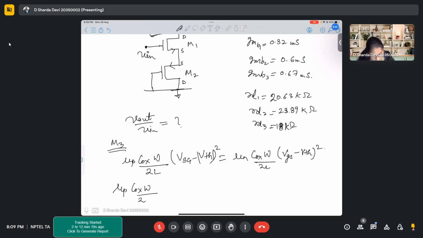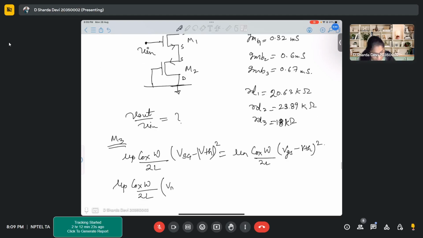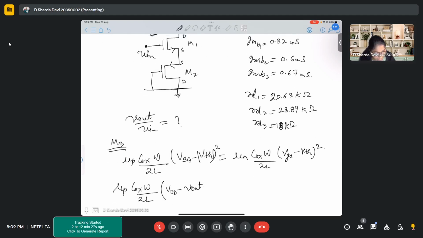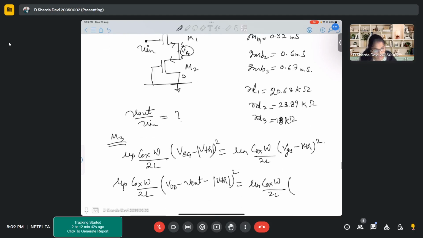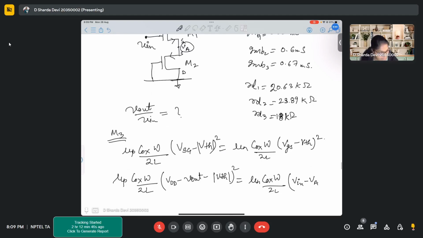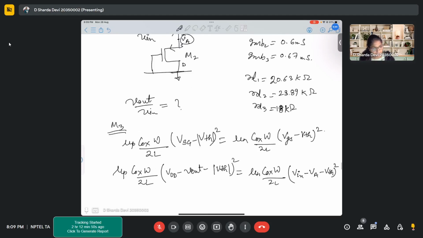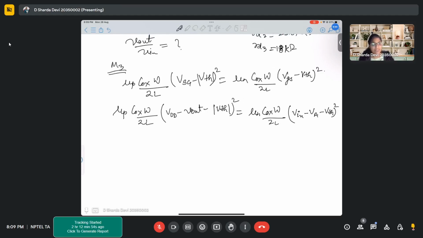μp Cox W/2L (VDD − Vout − |VTH|)² = μn Cox W/2L (Vin − VA − VTH)², where VGS is Vin minus VA. Now here, if this expression was simply in terms of Vout and Vin, we would have got our Vout by Vin. But there is this extra voltage VA that we need to calculate. If VA is found, we simply substitute the value of VA, do all the calculations, and finally find Vout by Vin. That is the idea.